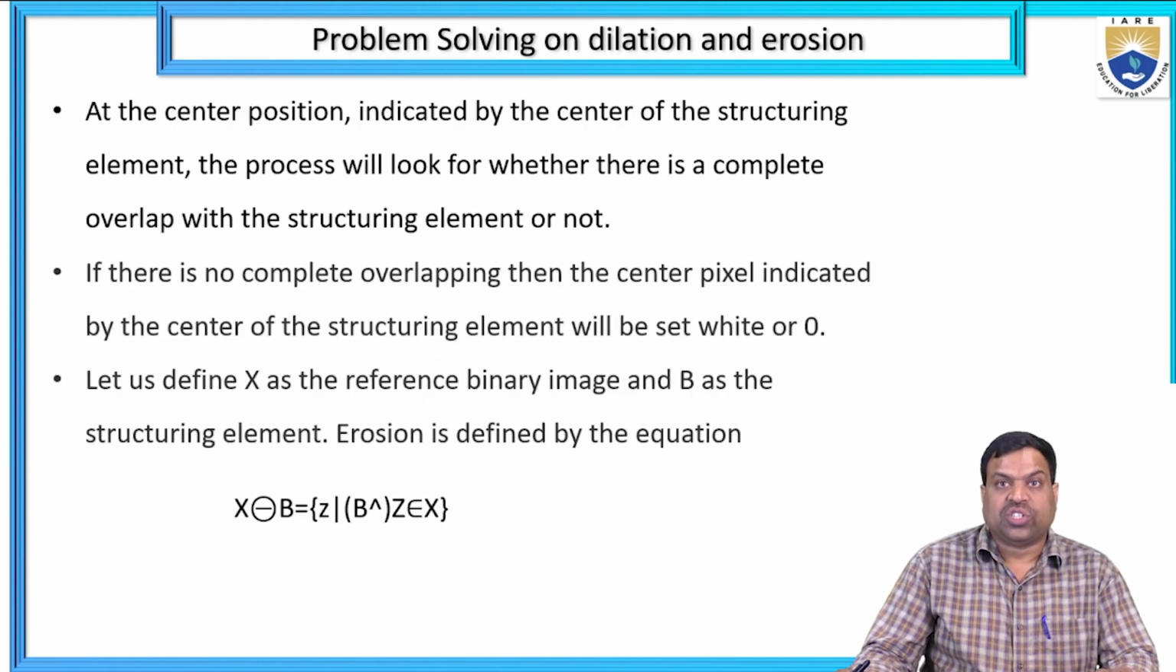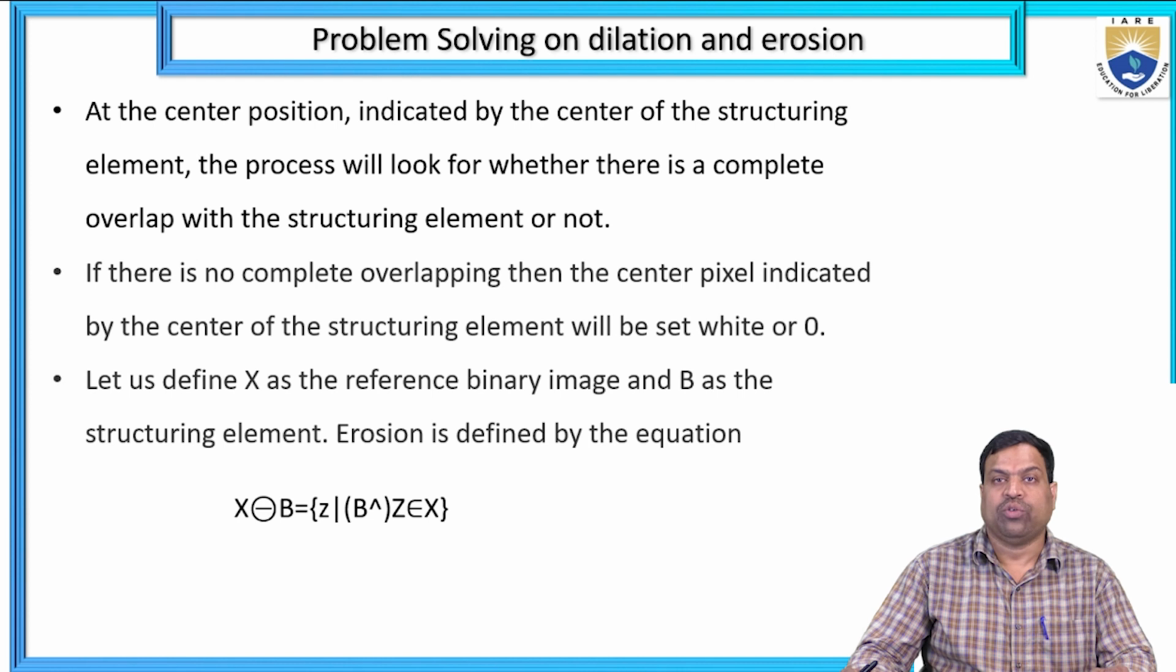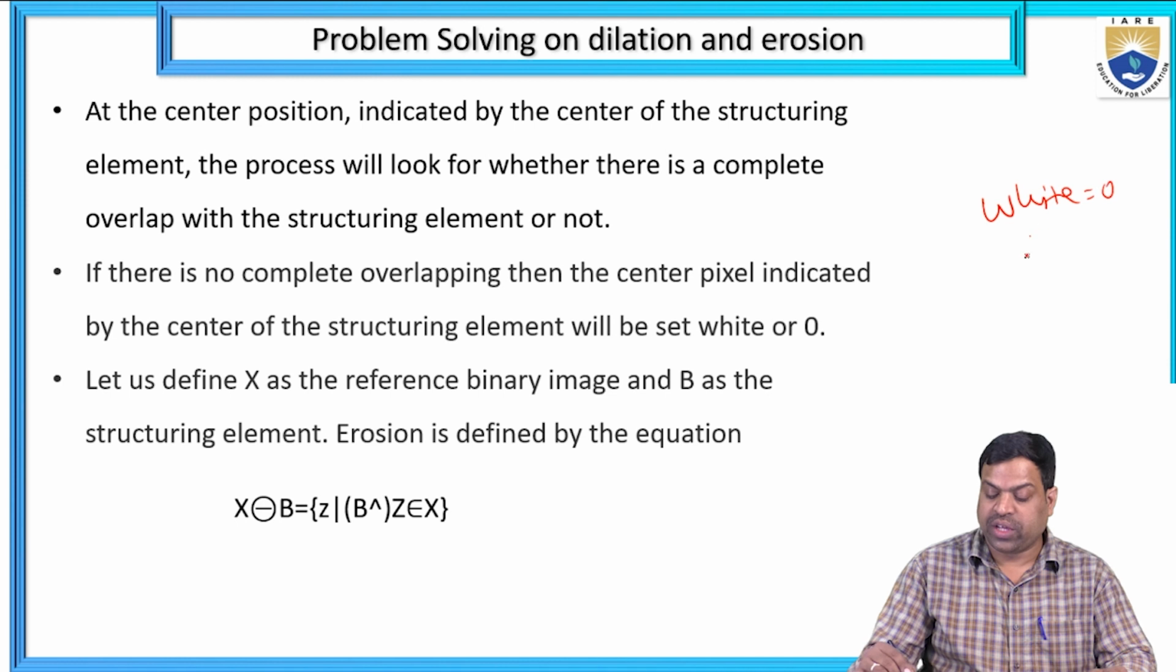At the center position indicated by the center of the structuring element, the process will look for whether there is a complete overlap with the structuring element or not. If there is no complete overlapping, then the center pixel indicated by the center of the structuring element will be set to white, or 0. Okay, white equal to 0 if I am taking, that means black equal to 1.